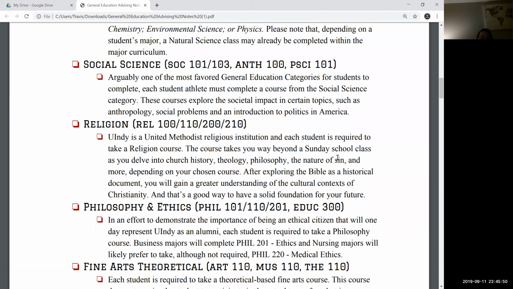Another one is religion. So every student at UIndy also has to take a religion course. The main ones are Religion 100, 110, 200, and 210. Now, there are a lot of different religion classes, so I want you to make sure you take one that you're interested in. Okay, so 110 is world religions. 200 and 210 are New and Old Testament. So those are just some of the ones that are offered the most and seem to be taken the most by UIndy students.